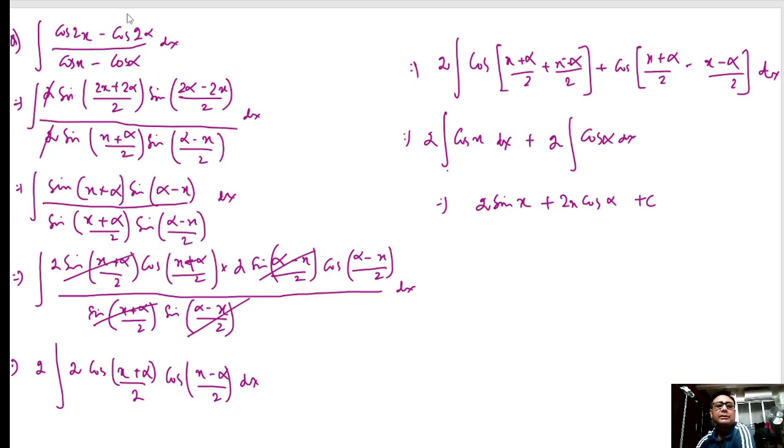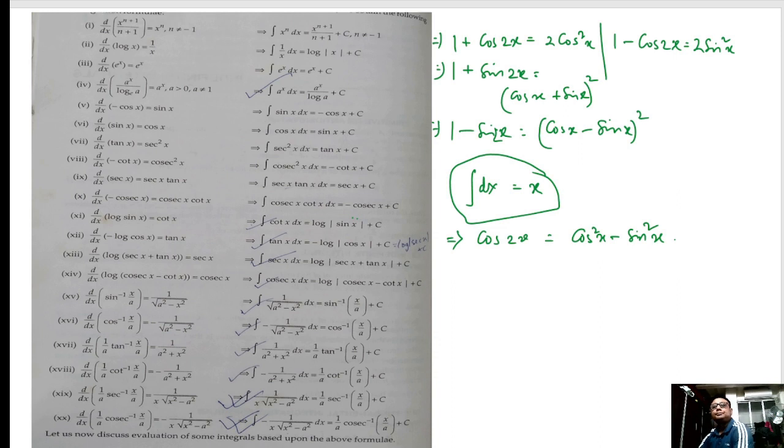Next, let us do this. Okay, so we are using the formula. Let me give you this formula again. Please note here, cos A plus cos B is 2 cos (A plus B) by 2 cos (A minus B) by 2.